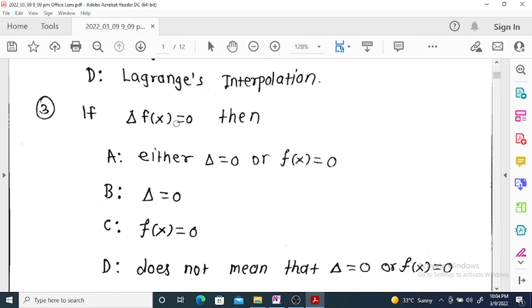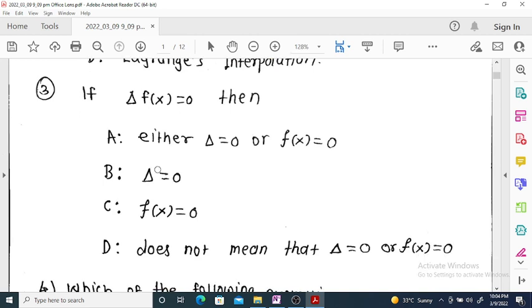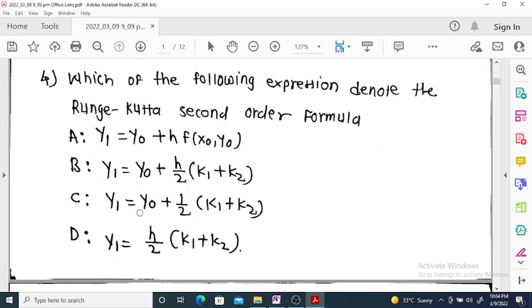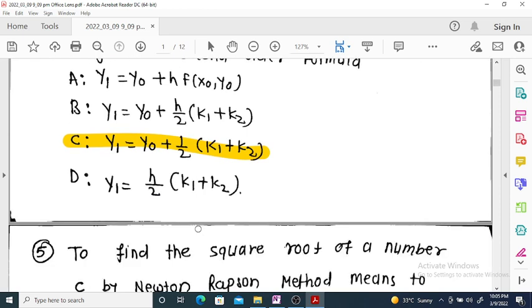Now if delta f of x is equal to 0, then either delta is 0 or f of x is equal to 0. The correct option is what? It does not mean that delta is equal to 0 or f of x is equal to 0. Which of the following expressions denotes the Runge-Kutta second order formula? We know that this is the formula for the Runge-Kutta second order formula.